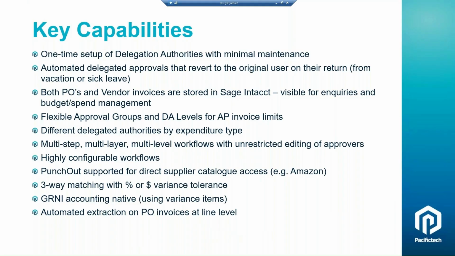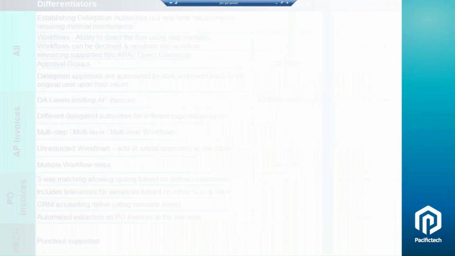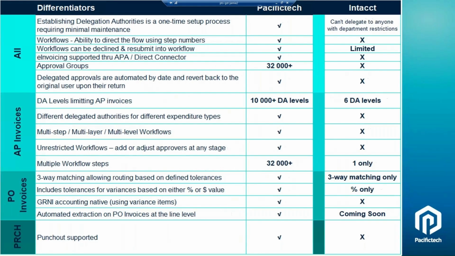All right, and then we've got PunchOut and then three-way matching as well. And I think the last one, automated extraction of PO invoices, I believe Intacct have now got that. So that one's probably, I guess we do it and Intacct do it, which leads us on to the next slide.